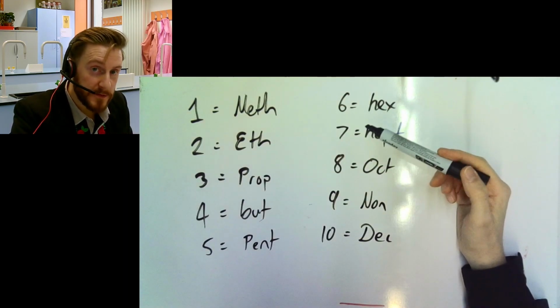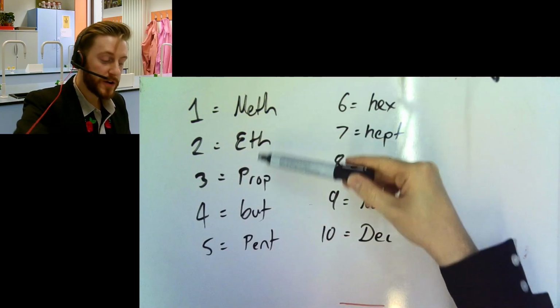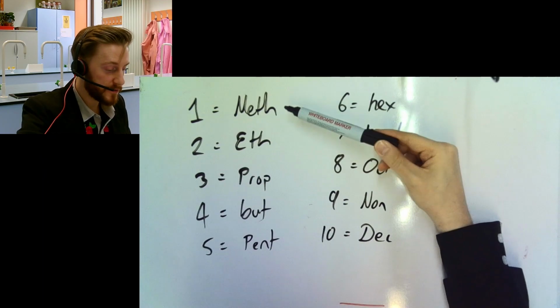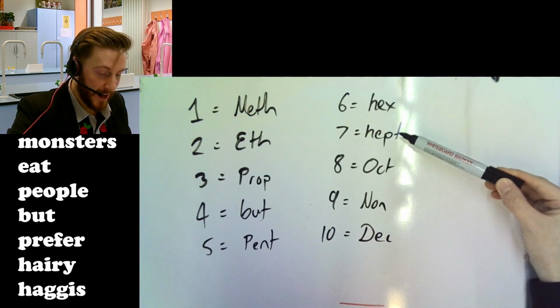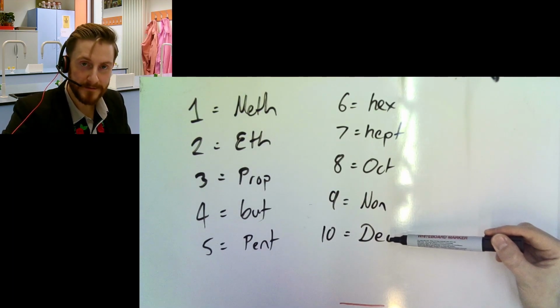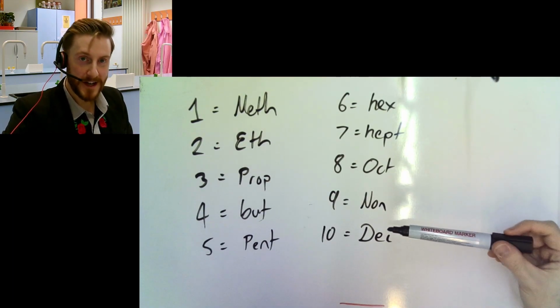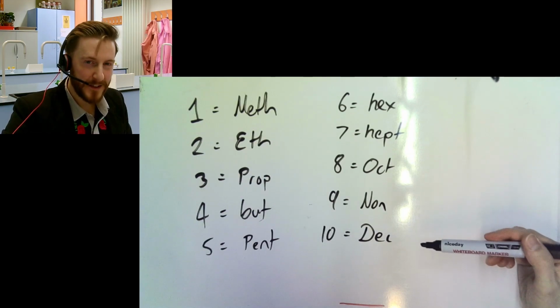When I was first learning this myself, a little mnemonic that I was taught to help me remember this was: monsters eat people, but prefer hairy haggis or nice dinners. For our international watchers, a hairy haggis is a type of Scottish animal.